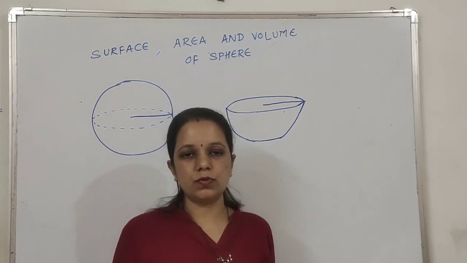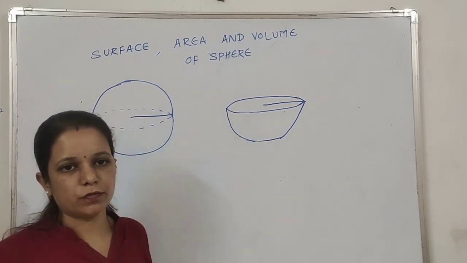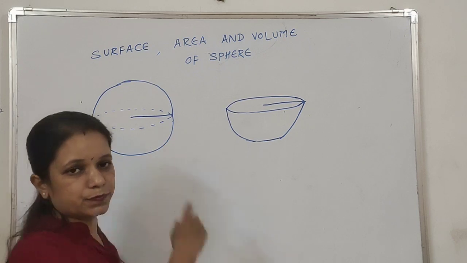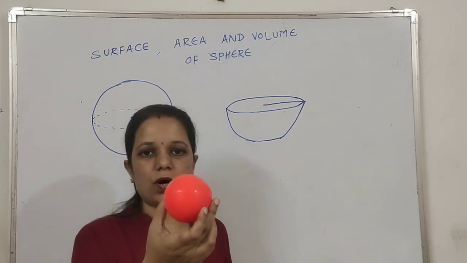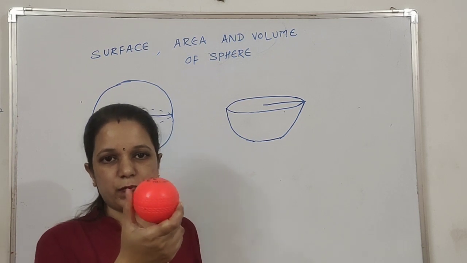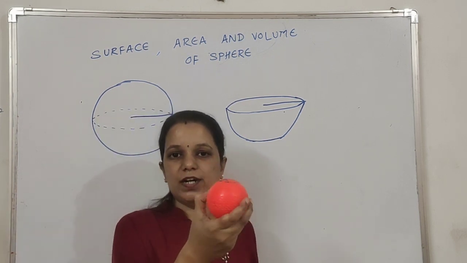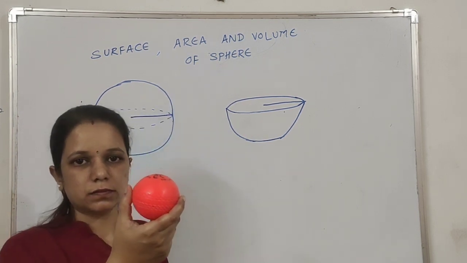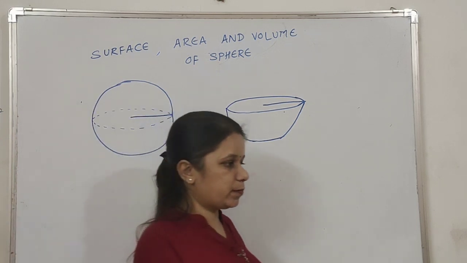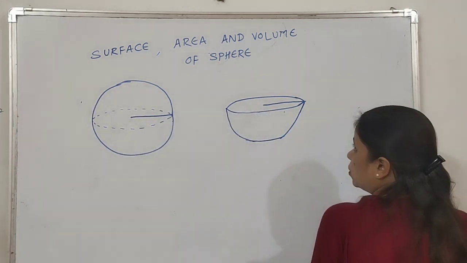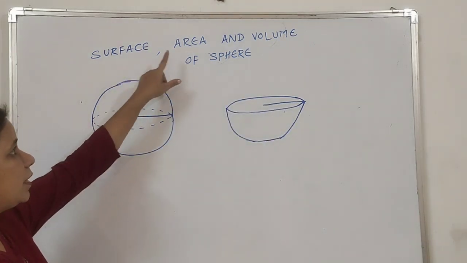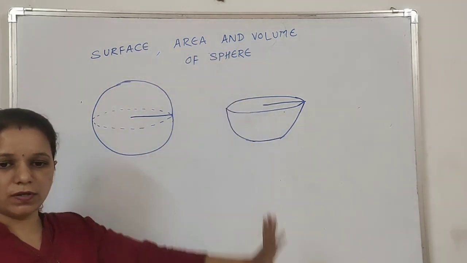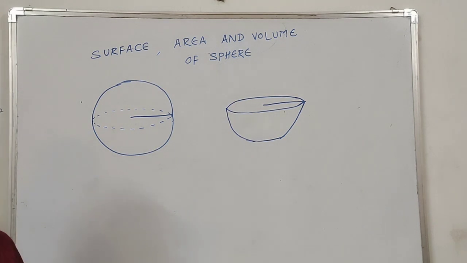Now we will come to the last part of this chapter, sphere. Sphere, similar to a ball. You have seen a ball. This is in the form of a sphere. It is fully filled. It is not hollow. So this is a sphere. Now we need to find the surface area and volume of a sphere. So we will take the formulas for this.